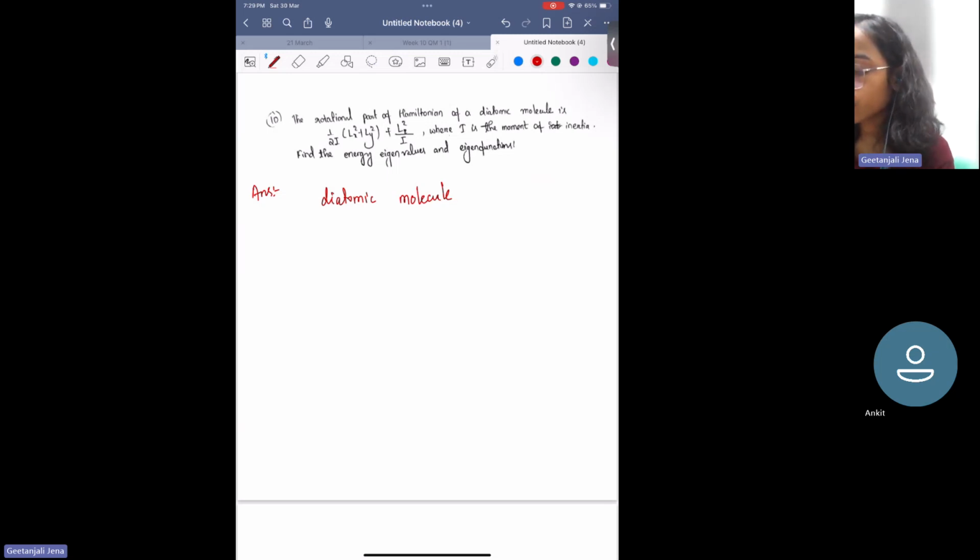So what we have to do is express the whole Hamiltonian in terms of operators whose eigenvalues are known to you. L square and Lz eigenvalues are already known. So you just have to express this Hamiltonian in terms of L square and Lz. L square is nothing but Lx square plus Ly square plus Lz square. Lx square plus Ly square is given, so we just need to add Lz square here.